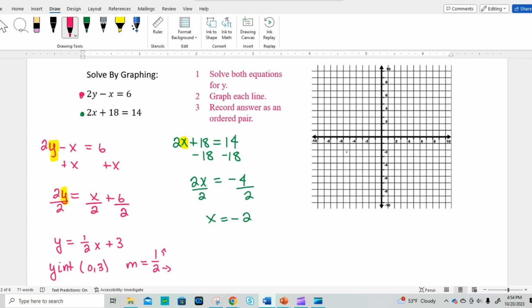So I'm going to graph the pink line, and then we're going to go on to that more unusual green line. Okay, so I'm going to start up here at 0, 3. That's the only point that I know is there right now. And I'm going to follow my slope. Up 1, 2 right. Up 1, 2 right. Up 1, 2 right. Up 1, 2 right. And up 1, 2 right.